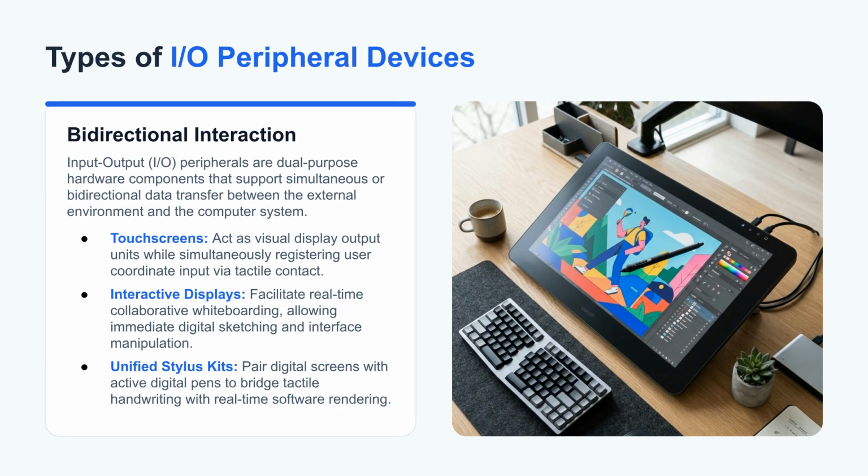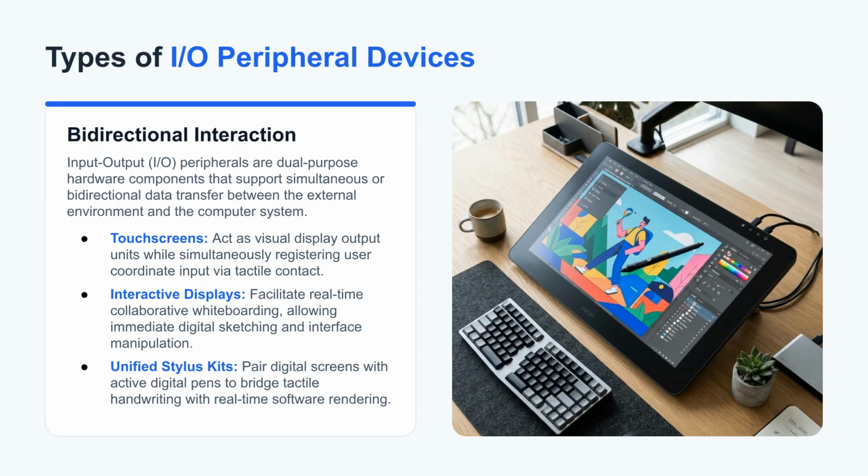Input-output or bidirectional peripherals support simultaneous or alternating two-way data transfers between the system and the external environment. Touchscreens are a prime example. They display visual graphics, output, while simultaneously detecting user touch coordinates via capacitive touch grids, input.